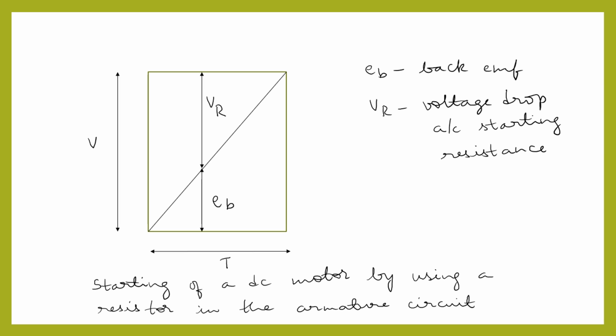So as seen in the figure, we can deduce that the energy wasted in the starting resistance R is the area in the diagram, the upper part. So we have it as half VIT watt seconds. So the efficiency of the starting is 50%.